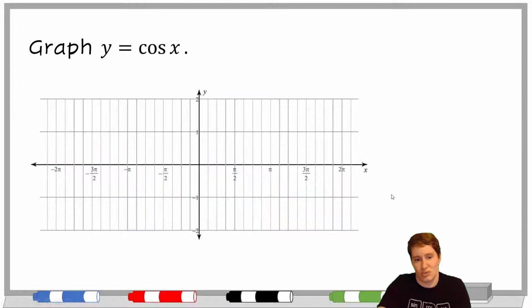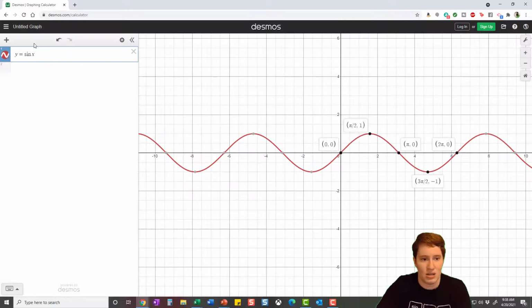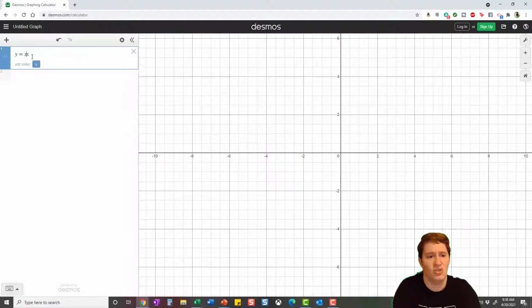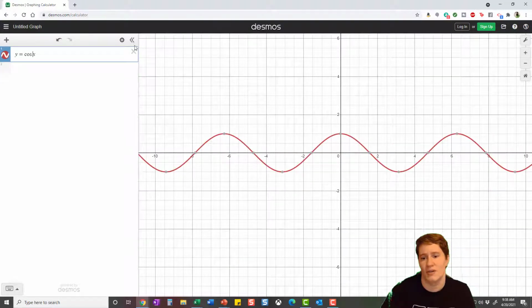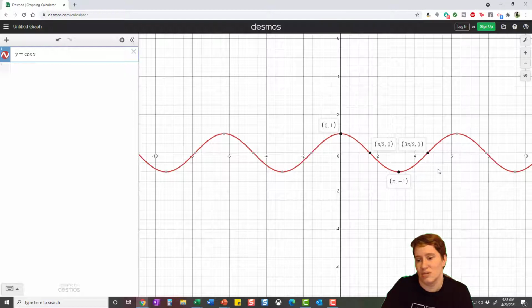So let's look at cosine. When I graph cosine, it's going to change this just a little bit. And in fact, if you're not paying attention, you might not even realize what's different about it because they basically look the same. Instead of starting at 0, 0, we actually start at 0, 1. And then we go down, and at pi over 2, we're at 0. At pi, we're at -1. At 3 pi over 2, we're at 0. And at 2 pi, we're back at 1.